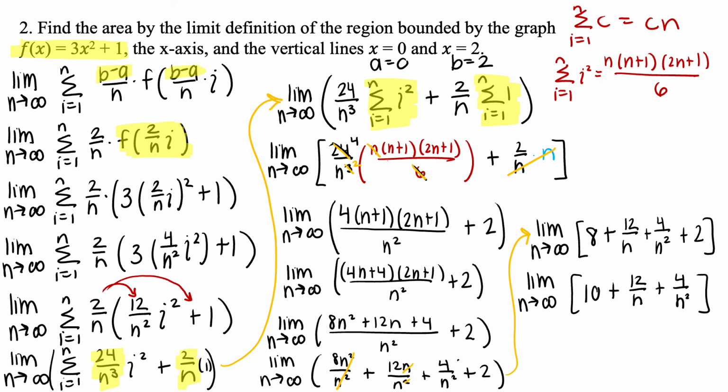As we take this limit, our 10 stays, 12 over n goes to 0, because anything divided by infinity is going to go to 0. 4 over n squared is going to go to 0. So this limit as n goes to infinity is just equal to 10. So take a second, look that over. It's a lot of work, but you are essentially using the limit definition to find the area bounded by the region of your function, your x-axis, and then your two vertical lines.